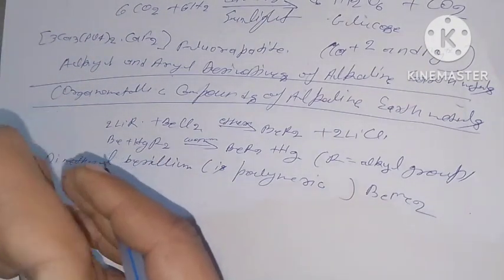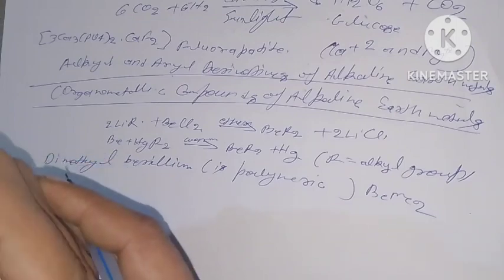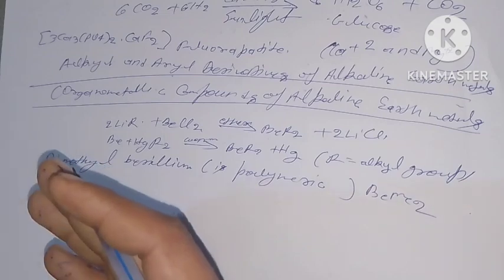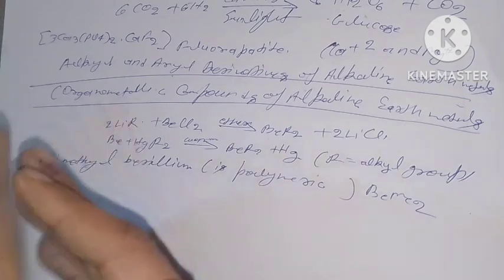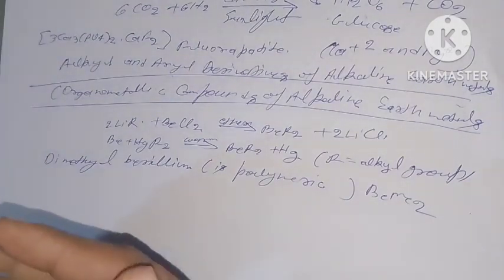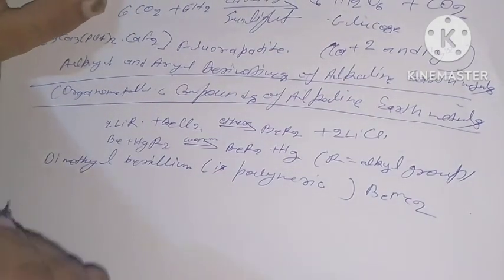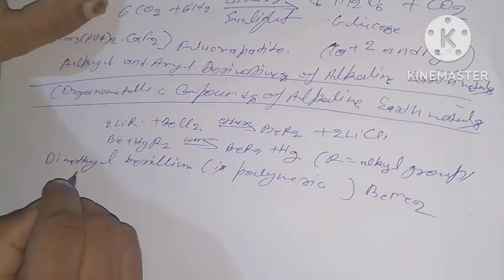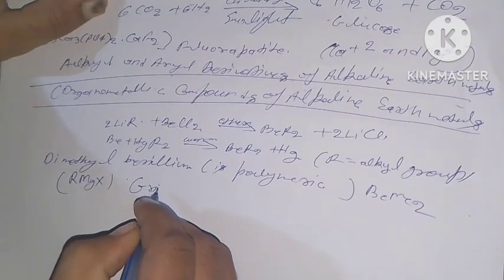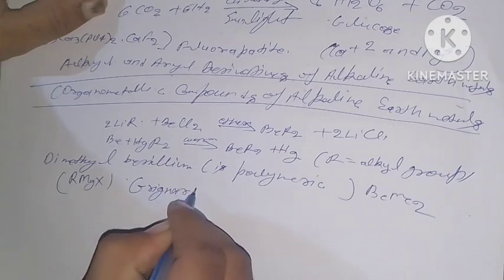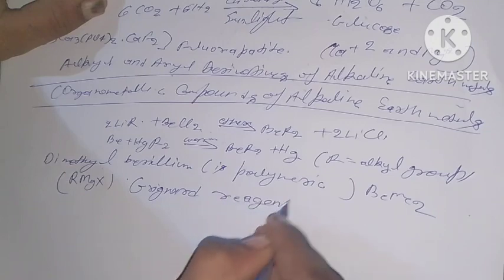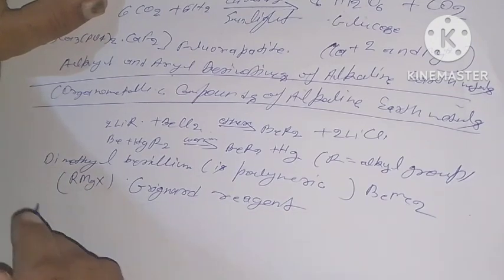Magnesium forms two types of organometallic compounds, RMgX and RMgR. Mg reacts with alkyl or aryl halides to form organometallic compounds in the presence of dry ether, which are called Grignard reagents, RMgX. This is a Grignard reagent.